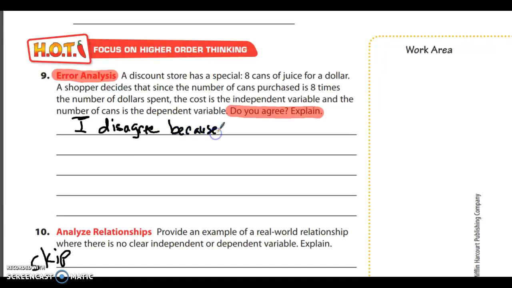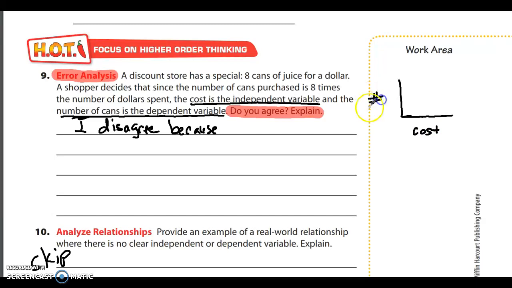I'm going to give you a hint where we need to look. We need to look right here. They've got the variables backwards. They're saying that the cost is the independent variable and the number of cans is the dependent variable. So if we had that on a graph, it would look like this. The cost is the independent variable, so that would be down here. And then the number of cans would be the dependent variable.